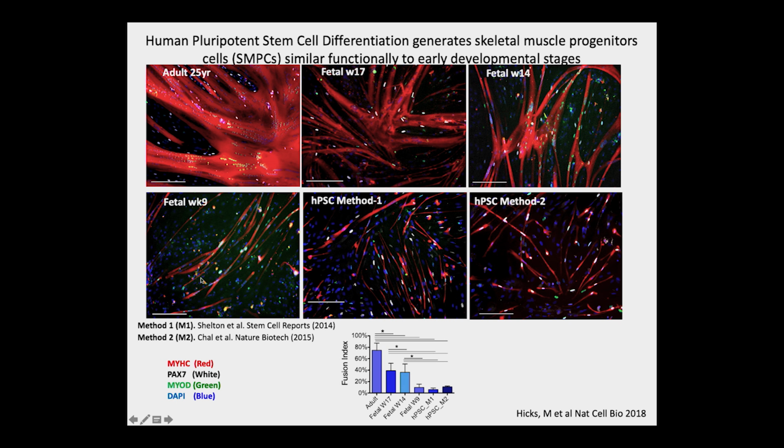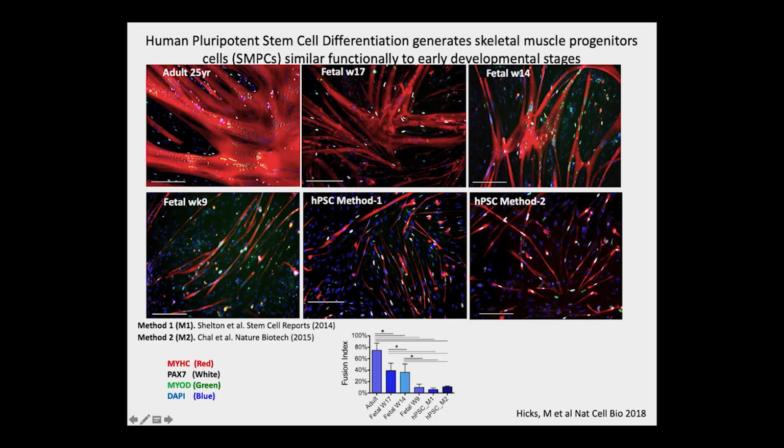Again, it recapitulates our sequencing signatures of an early fetal-like cell in terms of functional potential. So the fusion ability is really low, in stark contrast to a real adult satellite cell that fuses beautifully in culture. It knocks your socks off when you see it. It's like, wow, these are the most amazing muscles you've seen. We don't see those from PSC-derived cells, but we're getting there.